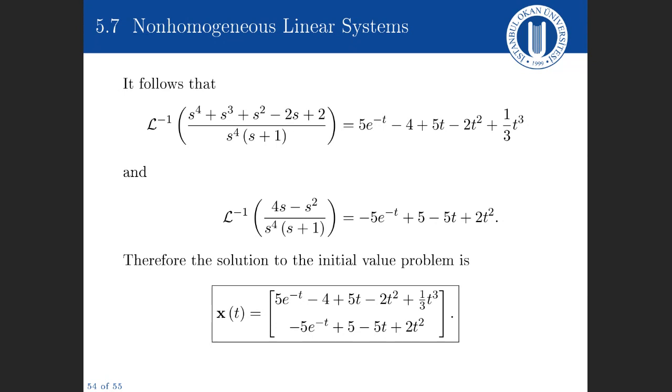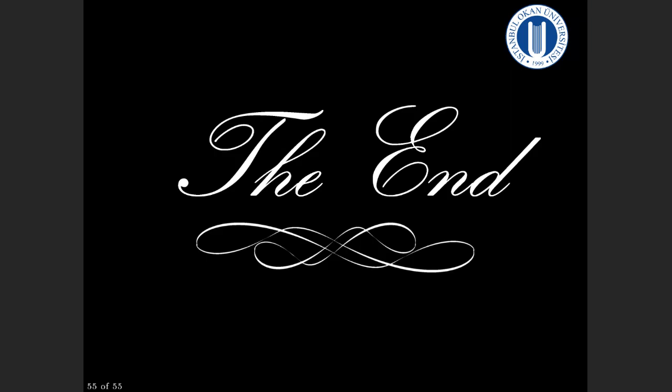The solution is 5 e to the power minus t minus 4 plus 5t minus 2t squared plus 1 third t cubed. And then minus 5 e to the power minus t plus 5 minus 5t plus 2t squared. And that's the end of this example. This week I've tried to focus on the new things and I've skipped through the calculations, which I think you should be able to do by now by yourself. And this is the end of your equations course. Are there any questions?